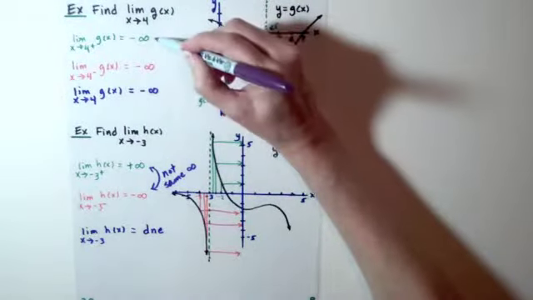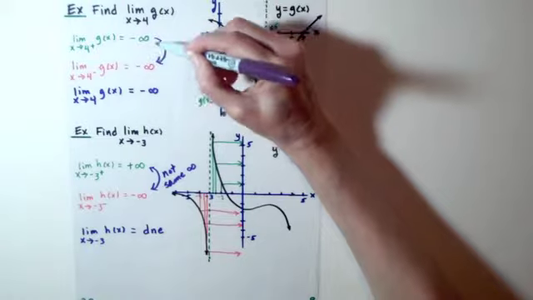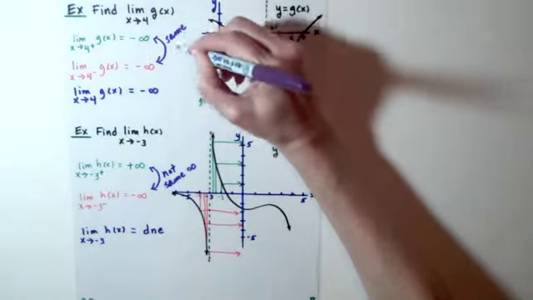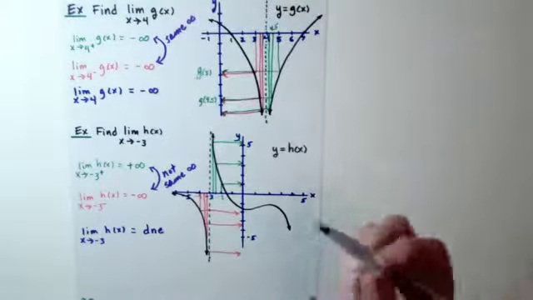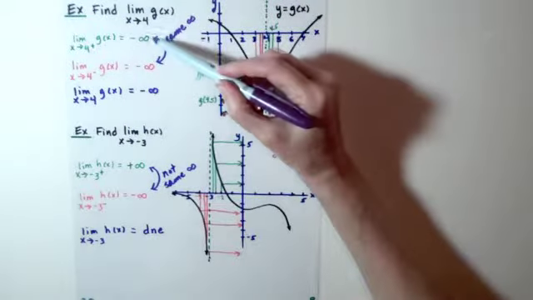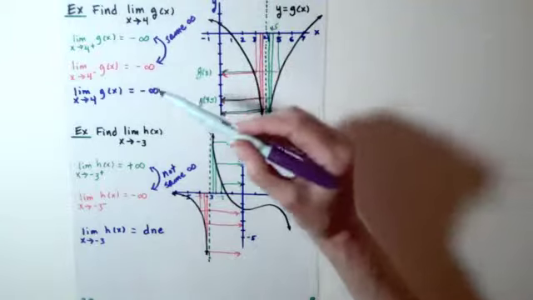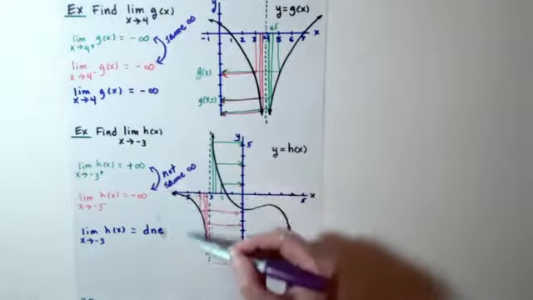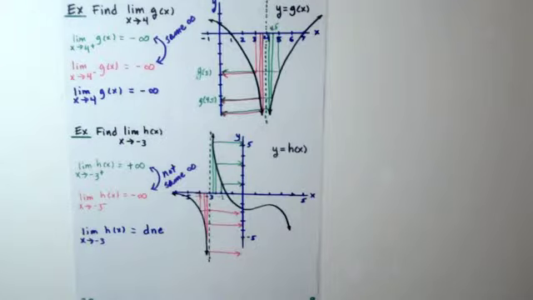If the two infinities do match up, like they did in the case up here, these are the same infinity. It's a way of saying it sort of informally. They're both going towards negative infinity. Then we write negative infinity for the overall limit. If they don't match up, we simply write does not exist.